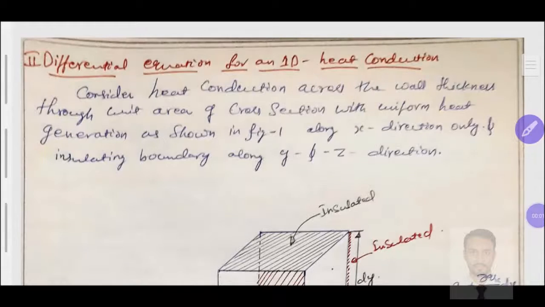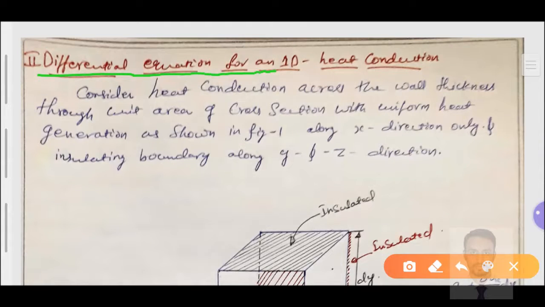Hello my dear friends, in the last video we have learned the basic definitions of thermal analysis. Now we'll derive the differential equation for one-dimensional heat conduction. Differential equation for one-dimensional heat conduction.